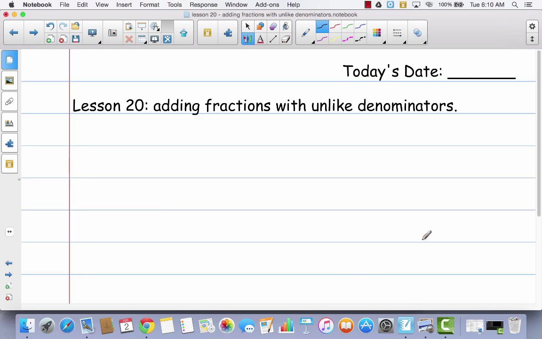All right, so in your math journal, we're just going to do a little bit in your math journal today, but I want you to go ahead and write today's date, lesson 20, adding fractions with unlike denominators. So that's kind of what I just showed you. When you add fractions that the denominators are not the same, that's called adding fractions with unlike denominators or unlike units.